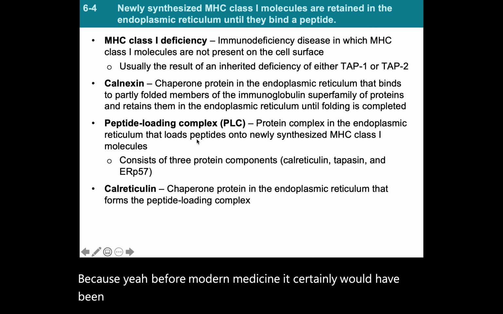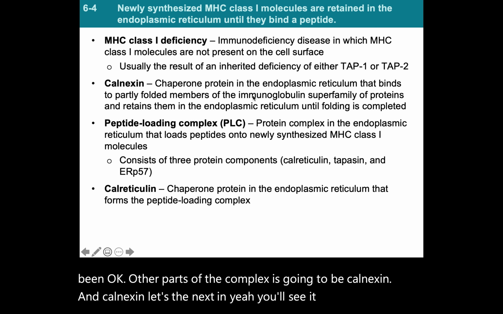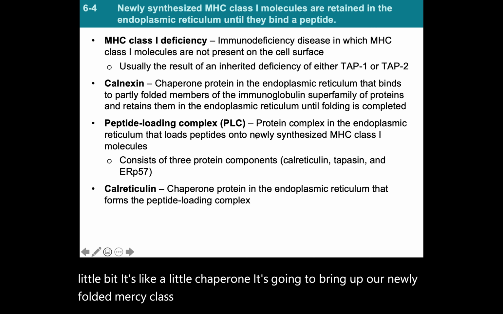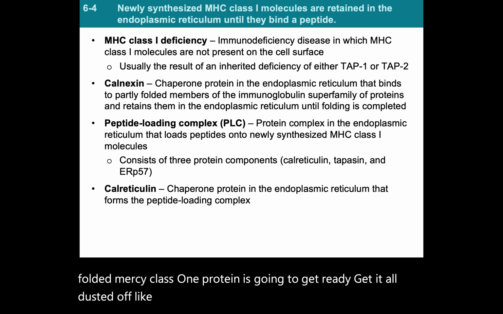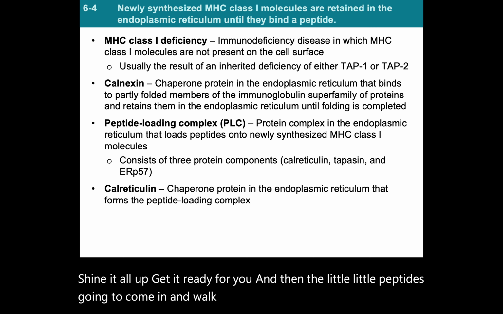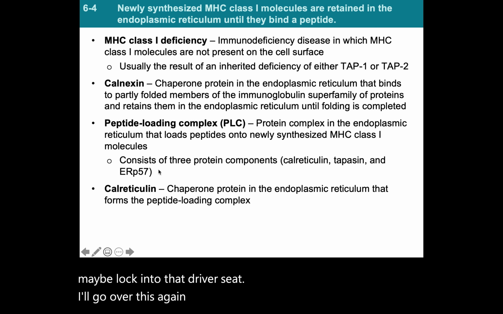Okay, other parts of the complex are going to be calnexin. You'll see it, it'll make sense in a little bit. It's like a little chaperone. It's going to bring up our newly folded MHC class 1 protein, get it ready, get it all dusted off, like that salesman in the new car sales department. Shine it all up, get it ready for you. And then the little peptide's going to come in and walk around the car, see if he likes it, and maybe lock into that driver's seat. I'll go over this again when we get to the picture. Okay.